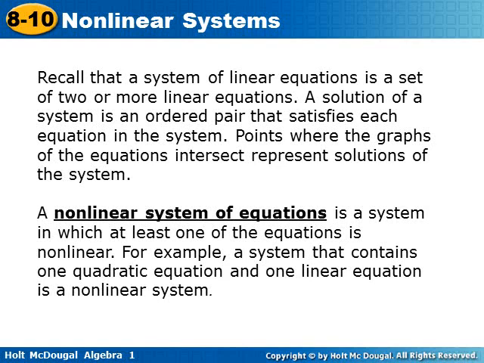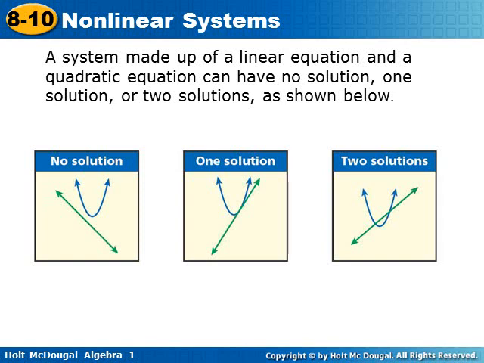A nonlinear system of equations is a system in which at least one of the equations is nonlinear, so not a straight line. For example, a system that contains one quadratic equation, so the parabola, and one linear equation, a straight line, is a nonlinear system. A system made up of a linear equation and a quadratic equation can have no solution, they don't touch, one solution, they touch at one point, or two solutions, as shown below.